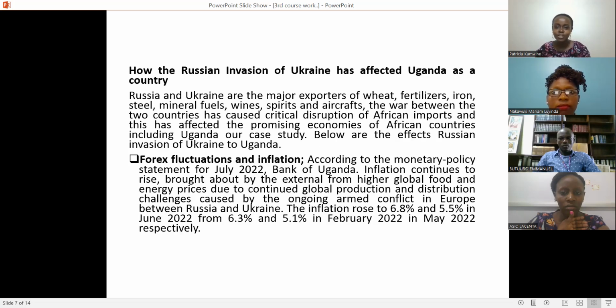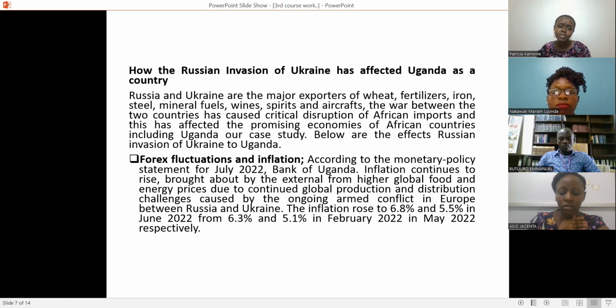How has the Russian invasion of Ukraine affected Uganda as a country? Russia and Ukraine are the major exporters of wheat, fertilizers, minerals, and many more. The war between the two countries has caused critical disruption of African imports, and this has affected the promising economies of African countries, including Uganda.